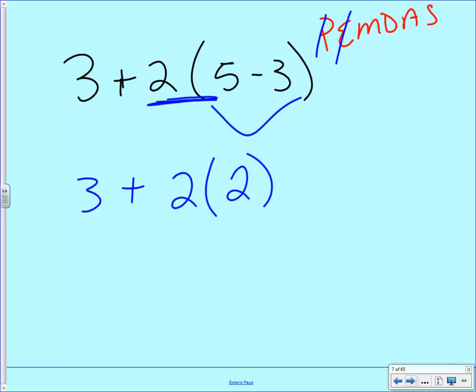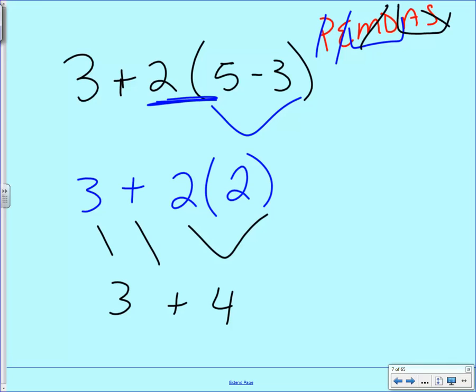There's no exponents. I'm on to multiply divide. There is one section where I'm going to multiply, and it's 2 times 2 is 4. I'm going to bring down everything else that I didn't use, which are these guys. I'm going to add, and so when I add these together, I get a final answer of 7. Remember, if at any point it's too fast for you, pause it, rewind it, watch it again.